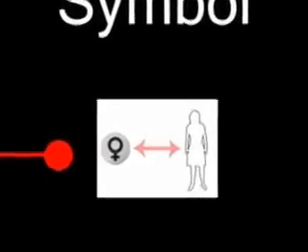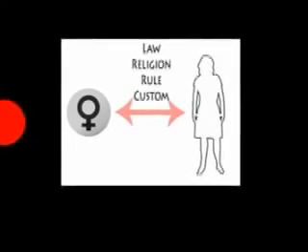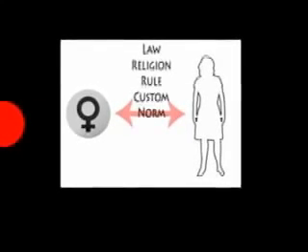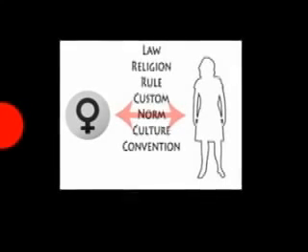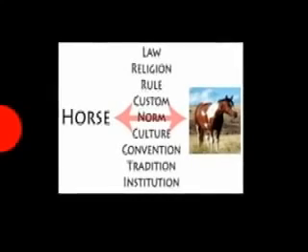Finally, symbols refer to their objects by virtue of law, rule, or convention. Words, propositions, and texts are obvious examples in that no similarity or causal link is suggested in the relation between, for example, the word horse and the object to which it refers.